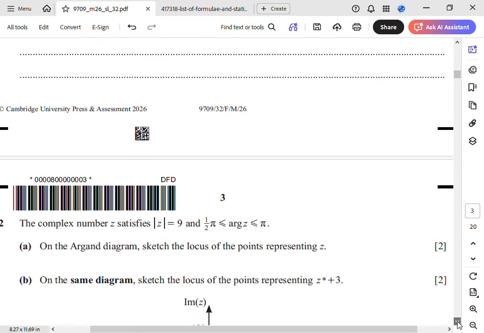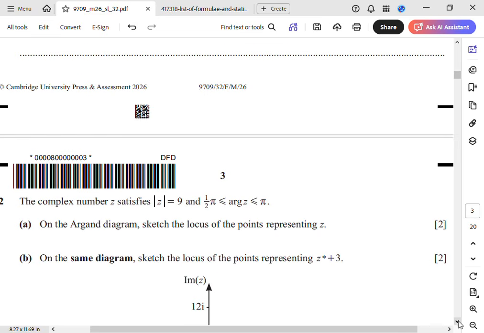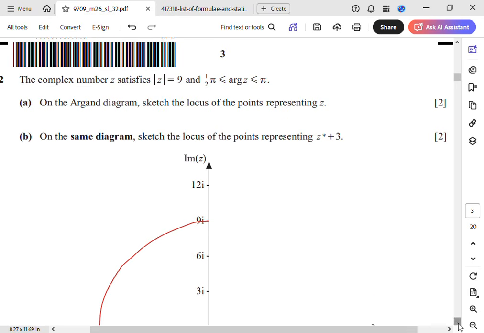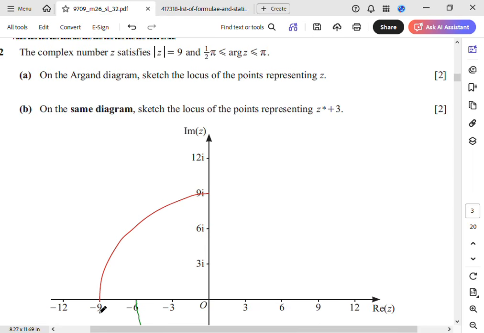So the center is 0, 0 and the radius is 9, right? So the maximum value would be 9i, and the leftmost point would be minus 9, 0. So that's it. This was a very easy question. So part B is a bit tricky.